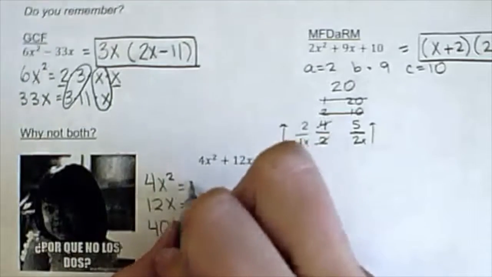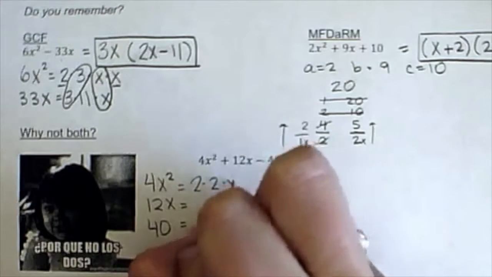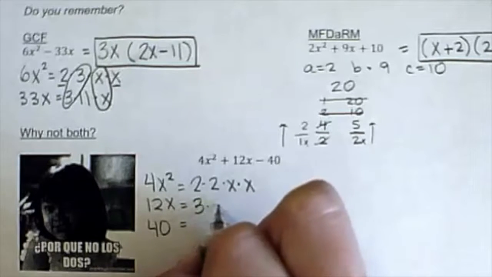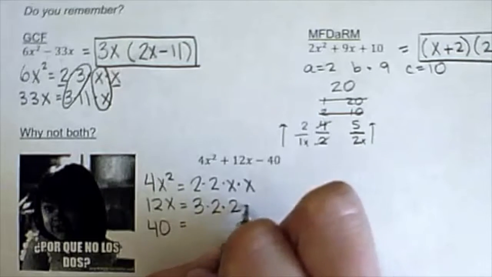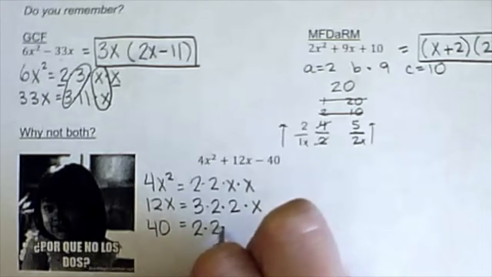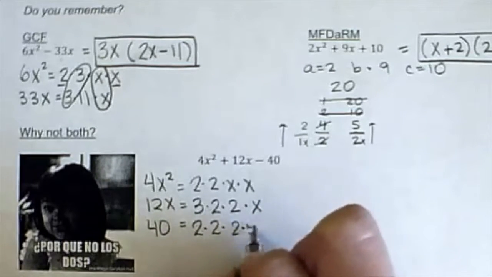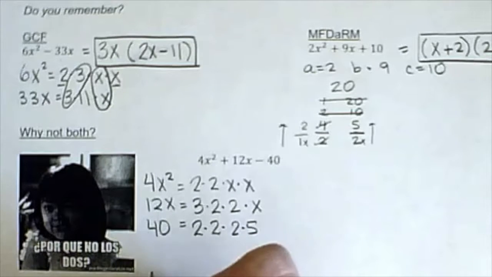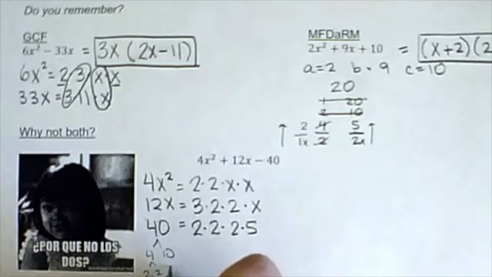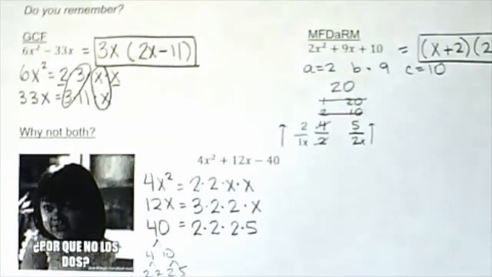So I'm going to go ahead and list the prime factorization here. You can see that I've done 4 is 2 times x times x. 12 is 3 times 2 times 2 times x. And 40, I would think 4 times 10, but 4 is 2 times 2, and 10 is 2 times 5. I'm going to show you real quick how to do a factor tree to get the prime numbers, just in case that's still troublesome for you.